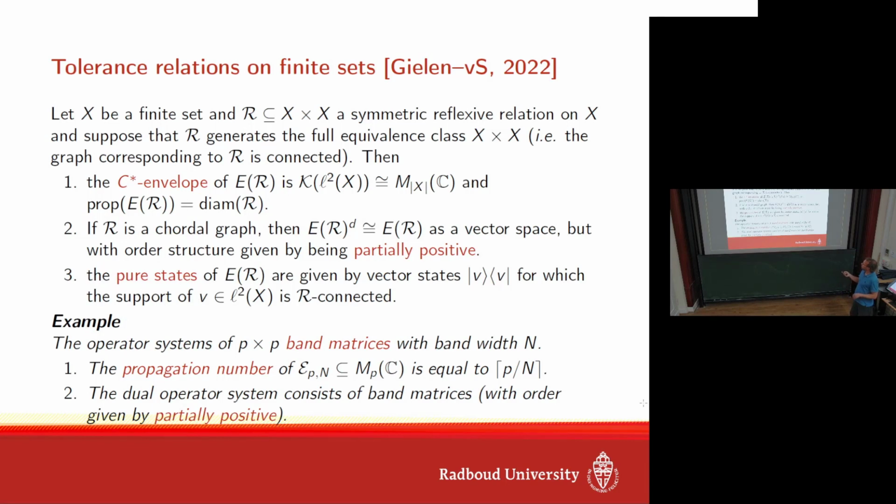And so this is what we call R-connected. So the relation should be able to move the support of the vector, the function on X, say from one point to the other. So if you look at the relation R and you restrict it to the support, it should get the full equivalence relation.